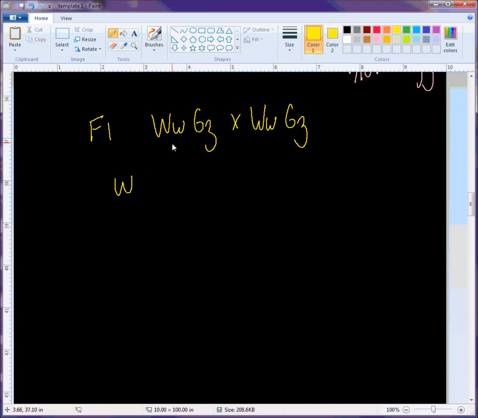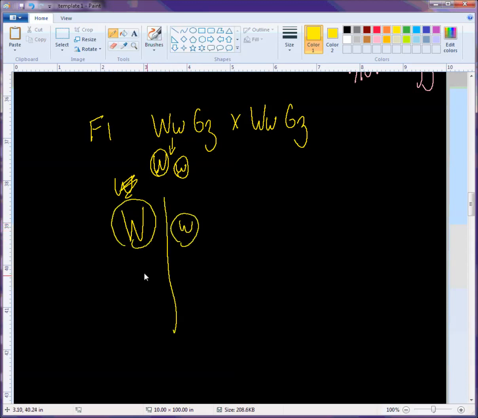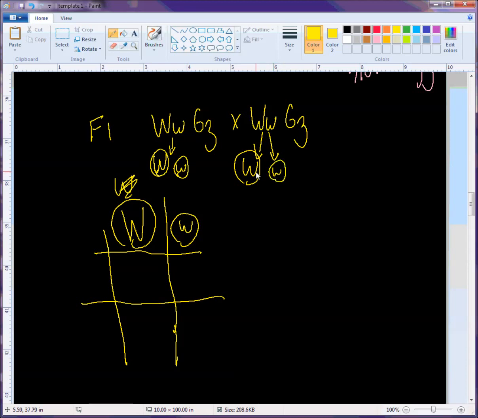So this plant right here, this parent, is going to make two types of gametes with respect to W, right? It's going to make one with a big W and one with a little w. So I'm going to put those up here. And this plant over here, same thing. It's going to make two genetically distinct types of gametes, pollen or eggs, with either a big W or a little w. Okay, so this is our Punnett square. This is how we set it up.